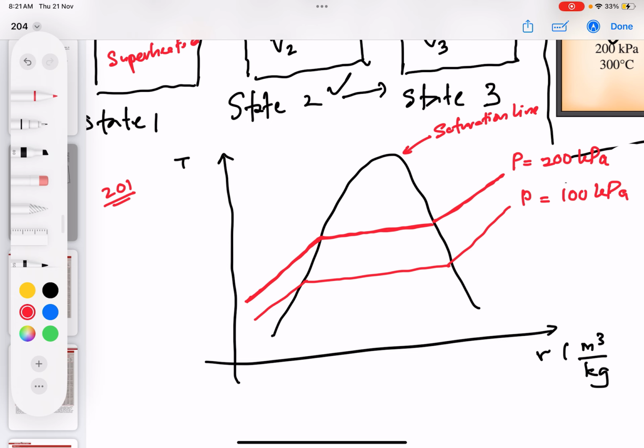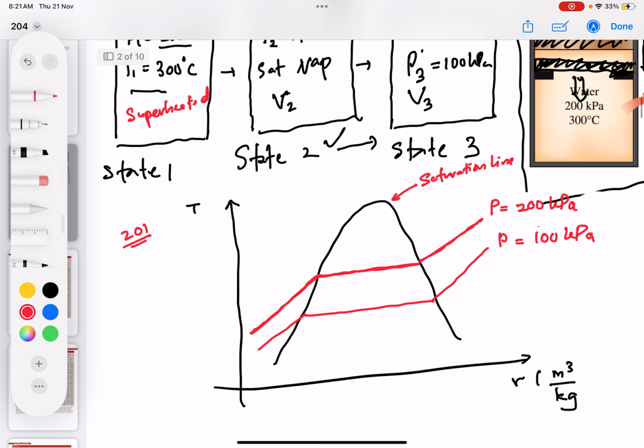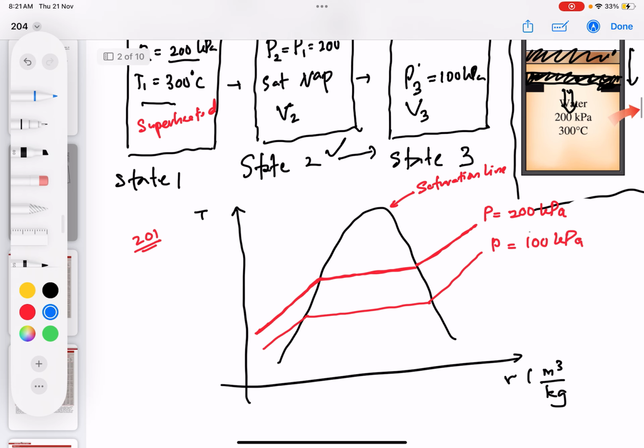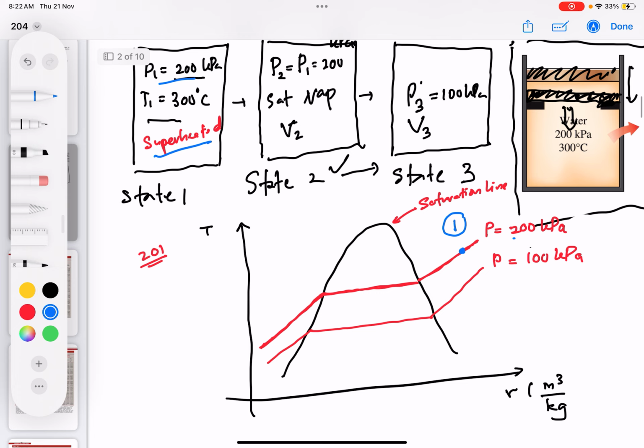And then how do I come up with this one? Now my state 1 here, let me use a different color. It was located in the superheated steam region, at pressure of 200, which is here. So this is going to be my state 1. For state 2, the pressure was actually 200, which is this line, but it was located at the saturated vapor. So this is going to be my state number 2. And then my state number 3 is going to be somewhere around here.